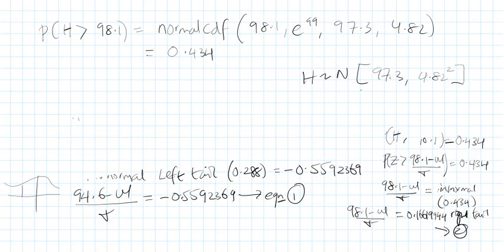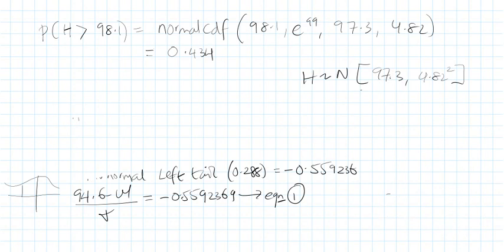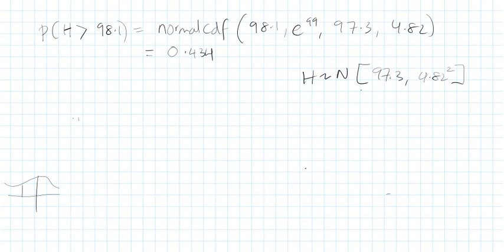So you have to find the probability of the height, so P of H of 98.1, which is equal to 0.434. But that's also equal to normal CDF, where the height is 98.1. Well, let me see my normal CDF on my calculator.